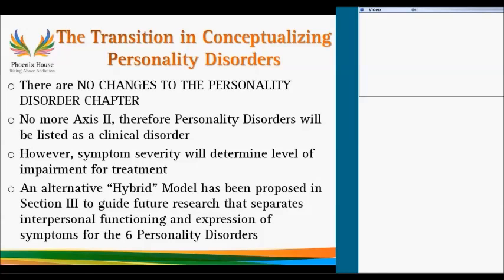Okay, so what does that mean? It'll be listed as a clinical disorder, but symptom severity will determine the level of impairment for treatment. So my guess is that symptom severity will be something of a level of impairment that would require a level of care, level 3. That's my guess. It would have to be at least a level 2 in order to be co-occurring with something else, but clearly a level 3. But that remains to be seen.